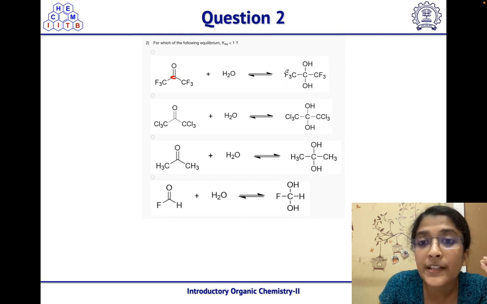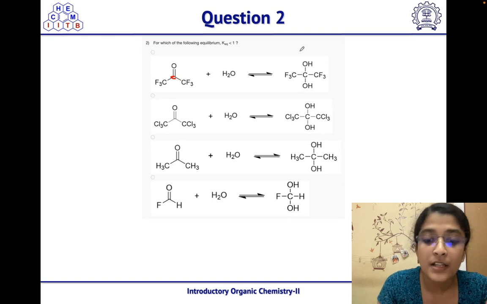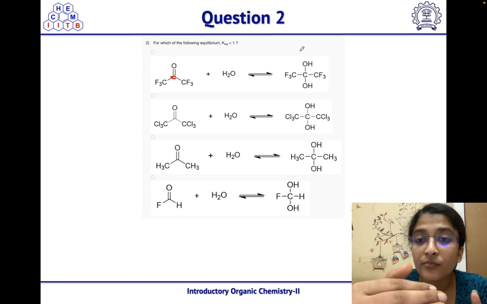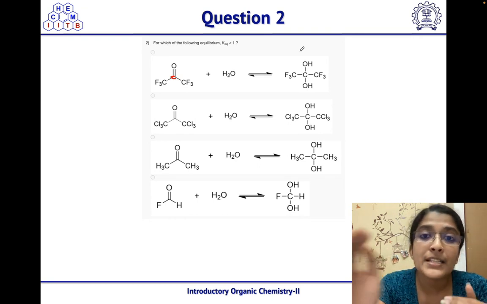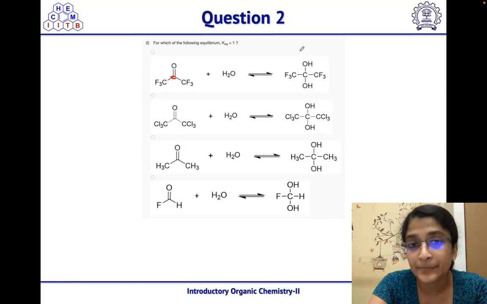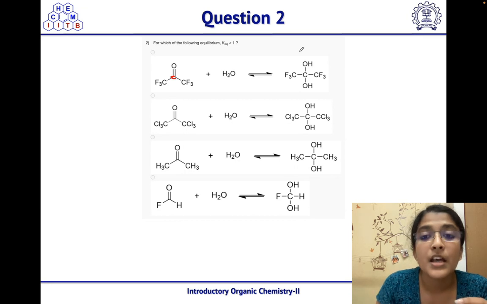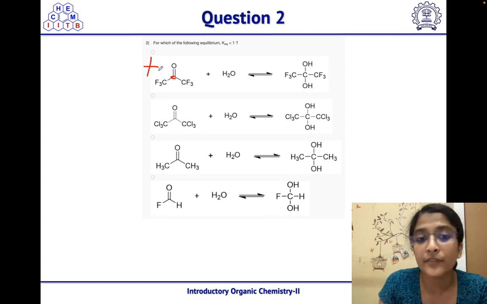So here the concentration of product will be more. We know that K equilibrium means concentration of product divided by concentration of reactants. So if the concentration of product is more, that means K equilibrium will be greater than 1. Is this clear? Yeah, ma'am. Because of that we can eliminate this option. Here K equilibrium will be greater than 1.